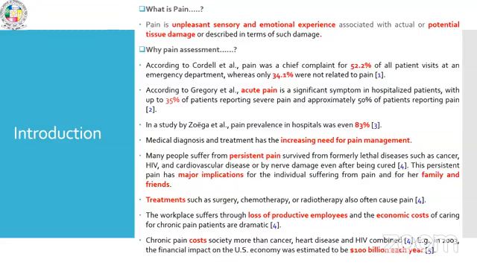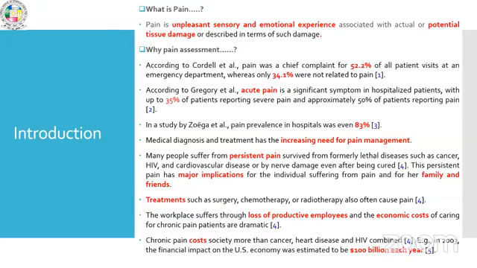First, what is pain? It is an unpleasant sensory and emotional experience that we experience when we are suffering from some actual or potential tissue damage, some sort of physical damage. When our body has some sort of physical damage, in those cases we experience this unpleasant sensory and emotional experience. That is what pain is all about.